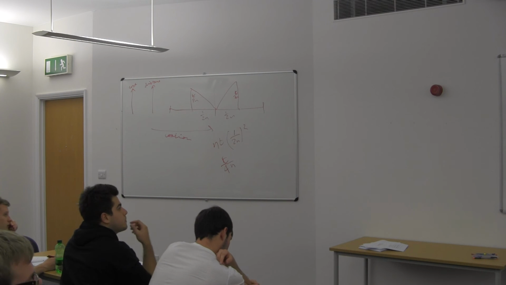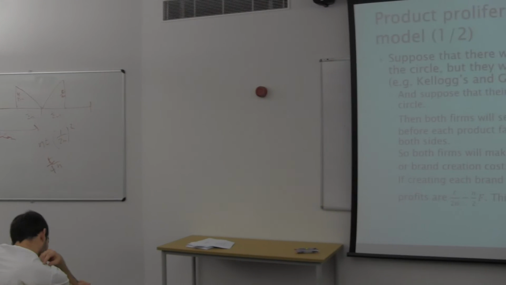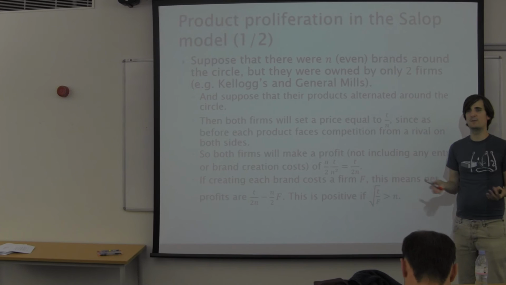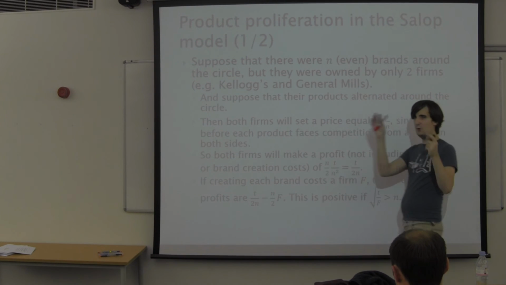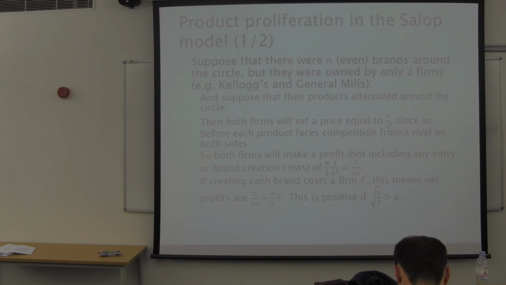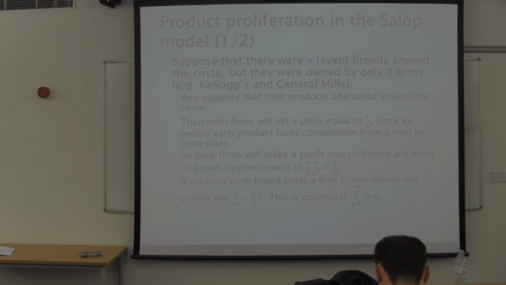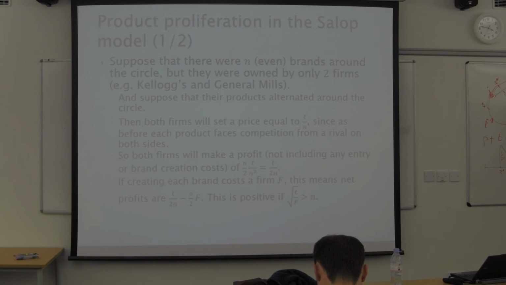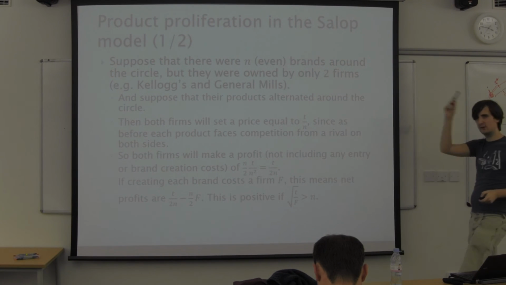So now let's extend the model, change the model a little bit. Imagine that rather than n firms around the circle, there are just 2 firms around the circle. But firm 1 is producing this product, firm 2 is producing this product, firm 1, 2, 1, 2, 1. So the firms' products alternate around the circle.